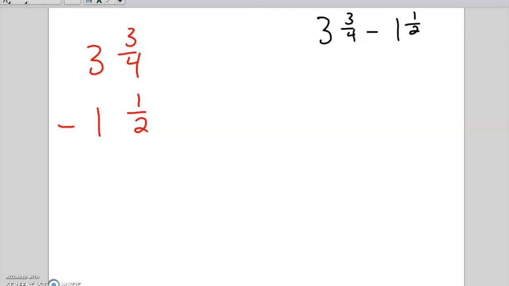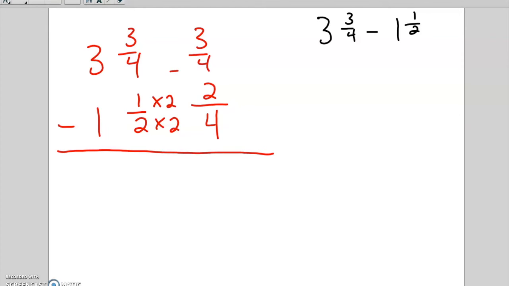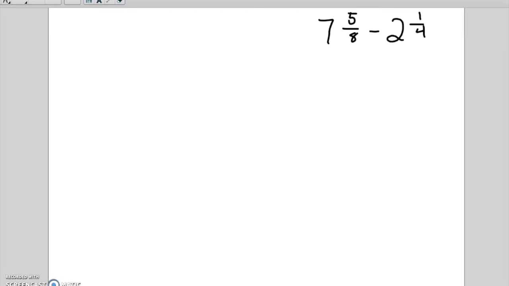Alright, my common denominator is fourths. Times 2, times 2 is 2 fourths. A lot of you know your halves really well because the bottom is double the top. And then this is 3 fourths. Subtract that. And we get 1 fourth. 3 minus 1 is 2. 2 and 1 fourth. So I already simplified, nothing to do. Okay, try this one. Push play when you got it.